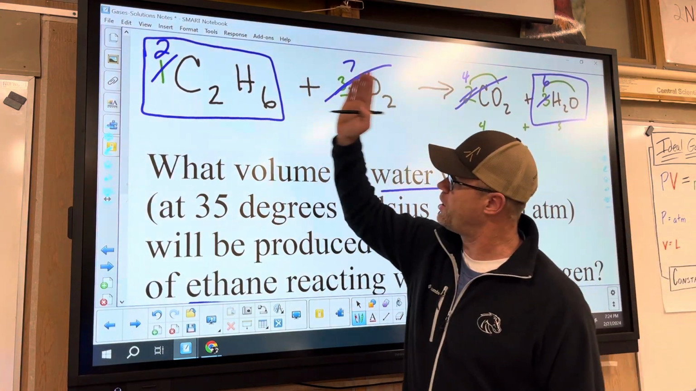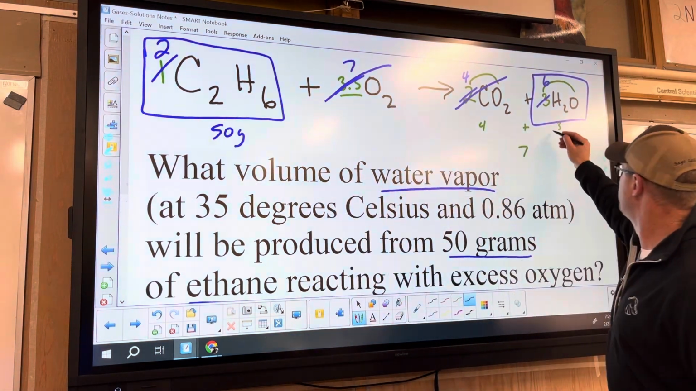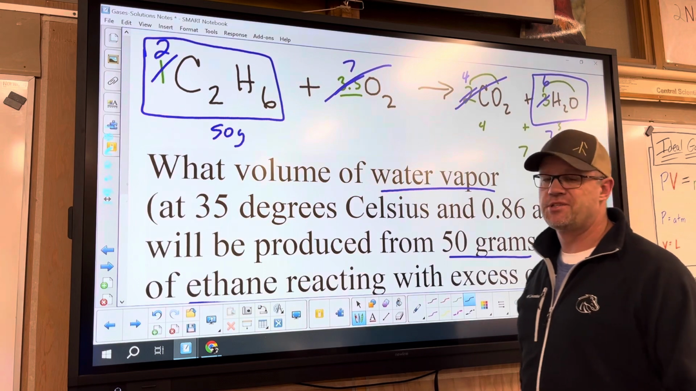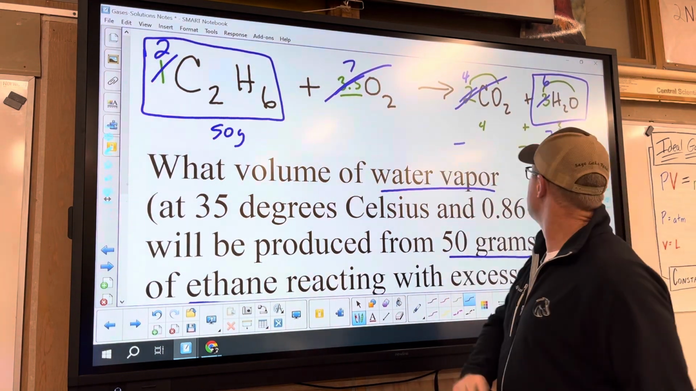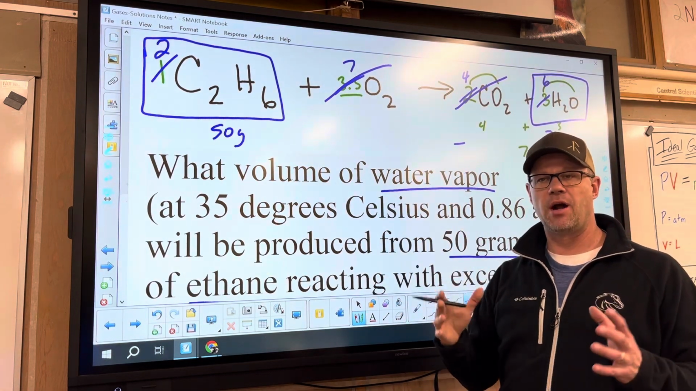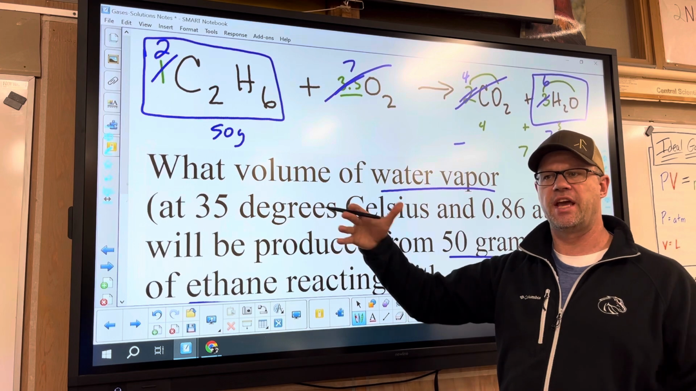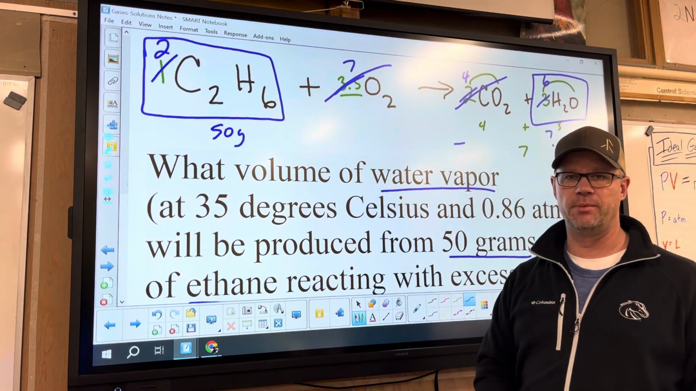We want to know, starting with 50 grams of this, how much water is going to be produced. But remember, since we're dealing with gases, we don't really care about the weight of water vapor. It's going to be so spread out and all over the place that it doesn't really matter how much it weighs. What we want to know is what size of container it would fill up at these conditions. So this is what makes gas stoichiometry a little bit different.